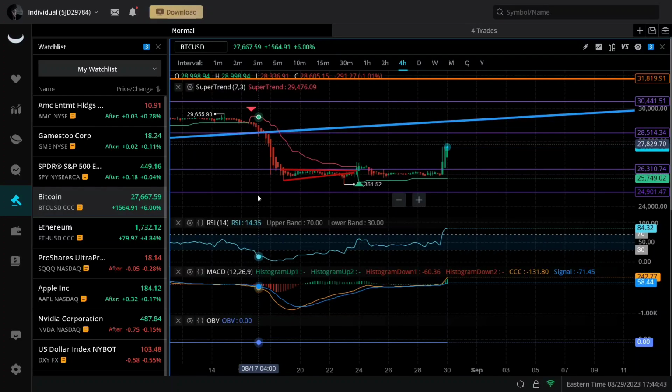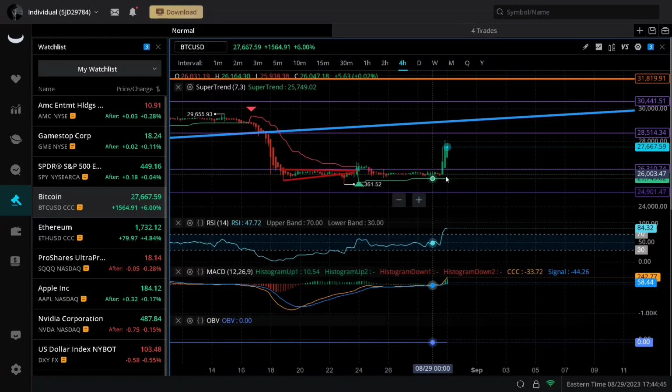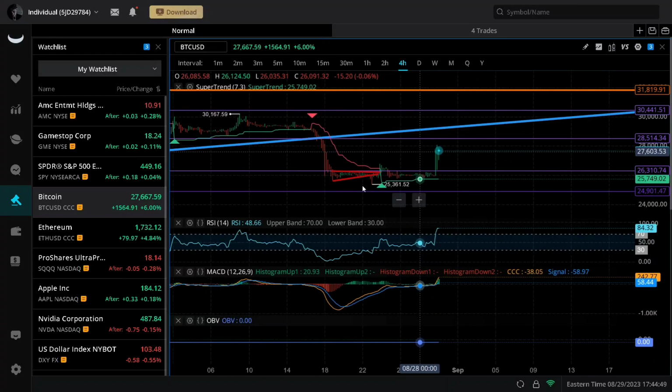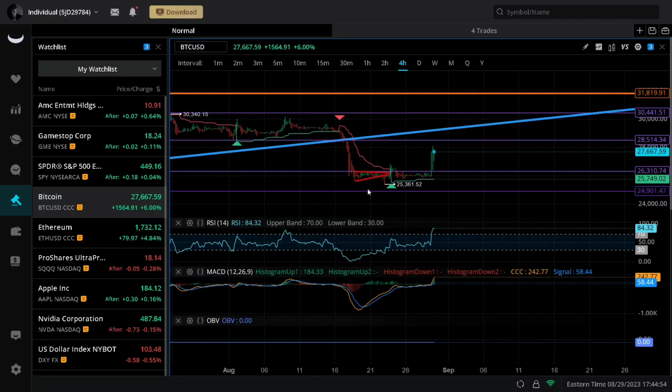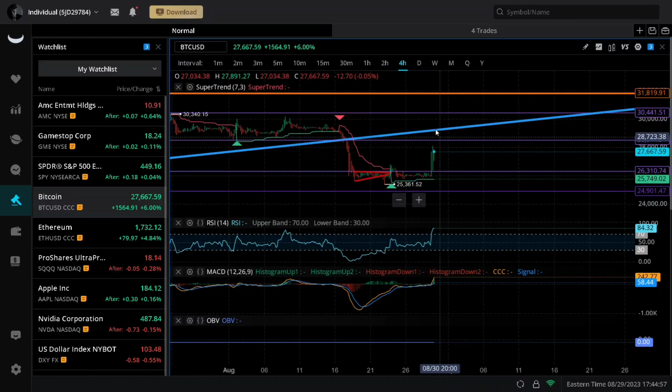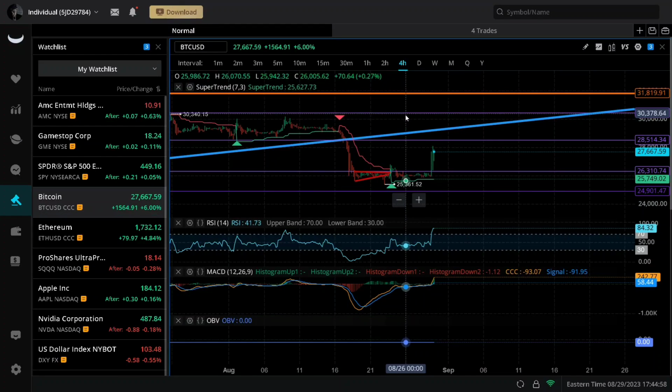As you guys can see, this inverse head and shoulders. Right here's your shoulder, right here's your next shoulder, right here is your head. This is an inverse head and shoulders, pushing Bitcoin back to the upside. And again, this is looking extremely bullish.